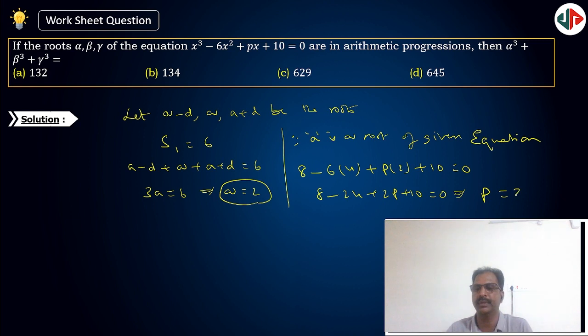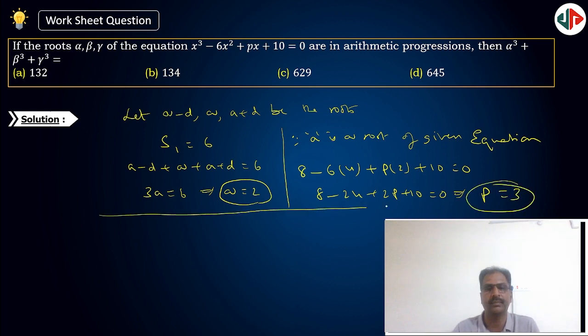Minus p will be 3. What is the question for us? Finding alpha cube plus beta cube plus gamma cube, which is nothing but s1 cube minus 3 s1 s2 plus 3 s3. What is s1? 6. S1 cube is 216.